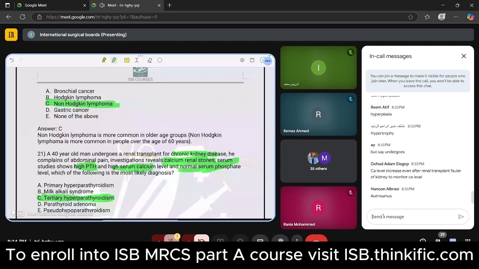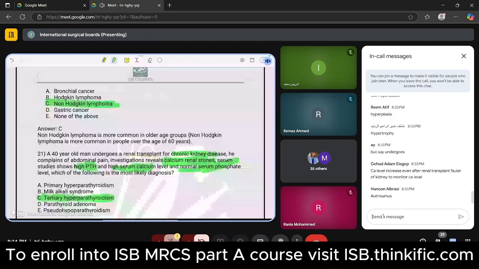Let me tell you what the underlying pathology is. In patients with chronic kidney disease, they have hypocalcemia and hyperphosphatemia. Hypocalcemia because the kidney is not activating vitamin D. That's problem number one. Problem number two, there's hyperphosphatemia because of inability to excrete phosphate, as the kidney is not working. Both of these stimuli stimulate the parathyroid glands. Initially, the problem is secondary.